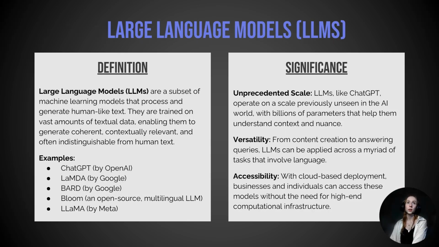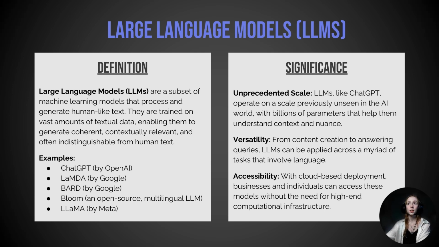So now let's go over the main part of this presentation, which is on large language models. And so to define large language models, or LLMs, they're a subset of machine learning models that process and generate human-like text. They are trained on vast amounts of textual data, enabling them to generate coherent, contextually relevant text, often indistinguishable from human text. And then the significance of this is that it has developed on an unprecedented scale.